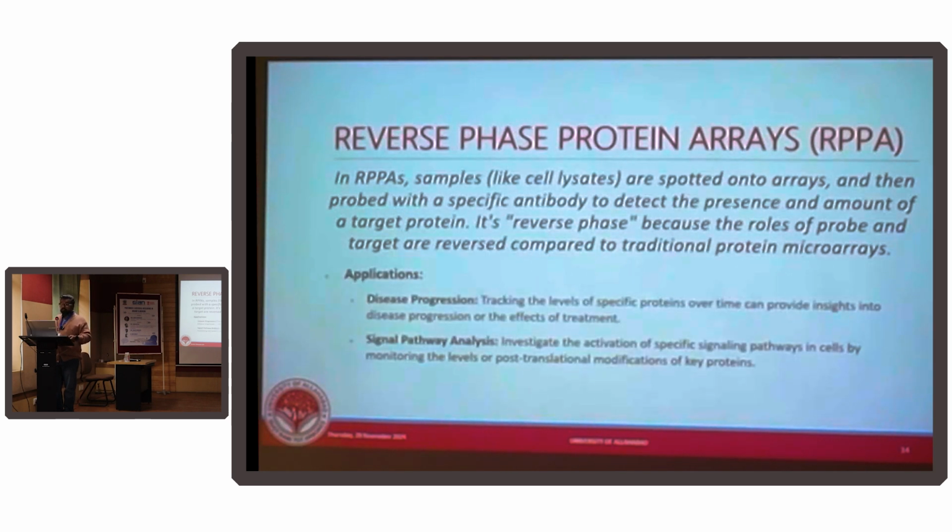Of course, disease progression is one of the ways you can do that. Suppose there are stages of cancer, stage 1, stage 2, stage 3, stage 4. Then you have diseases like COVID that has a non-severe and a severe stage. All these things you can do. You can also study the signaling pathways in cells. You can study post-translational modifications. And then, how does it look?